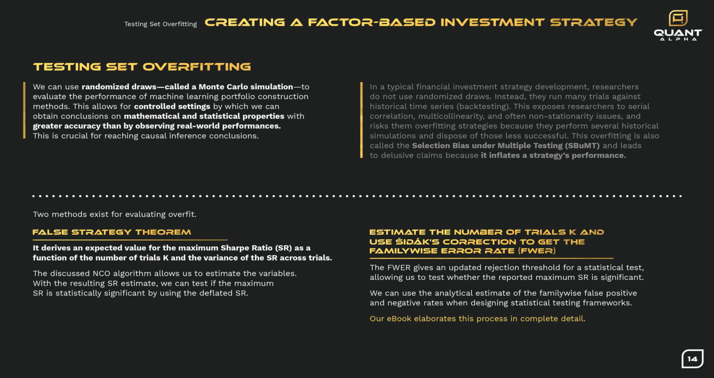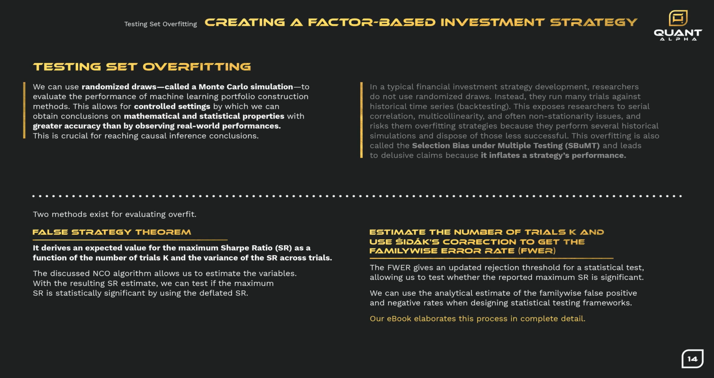In a typical financial investment strategy development, researchers do not use randomized draws. Instead, they run many trials against historical time series, backtesting. This exposes researchers to serial correlation, multicollinearity, and often non-stationarity issues, and risks them overfitting strategies because they perform several historical simulations and dispose of those less successful. This overfitting is also called the selection bias under multiple testing, SBUMT, and leads to delusive claims because it inflates a strategy's performance. 2 methods exist for evaluating overfit.